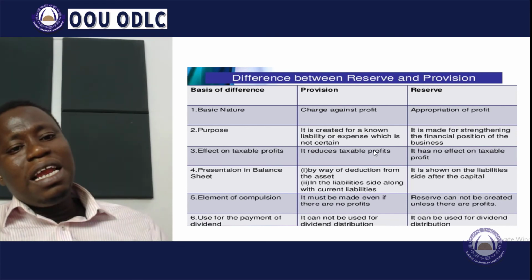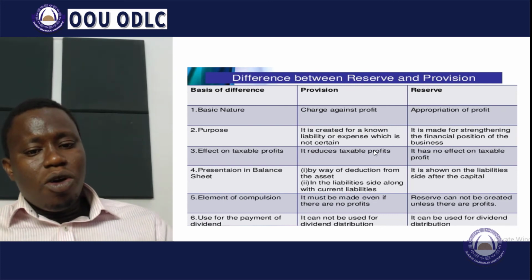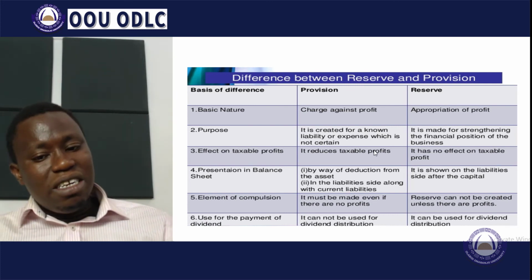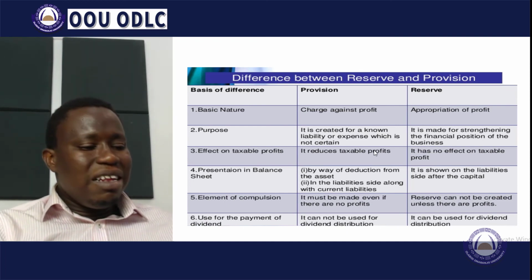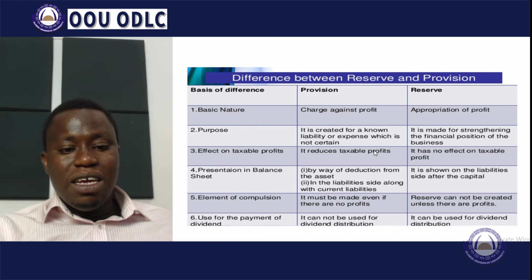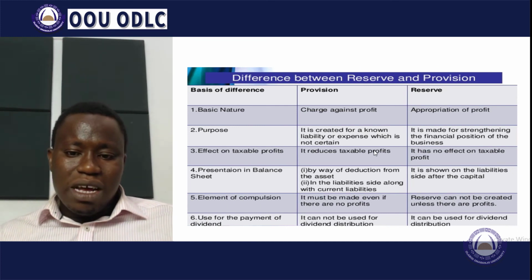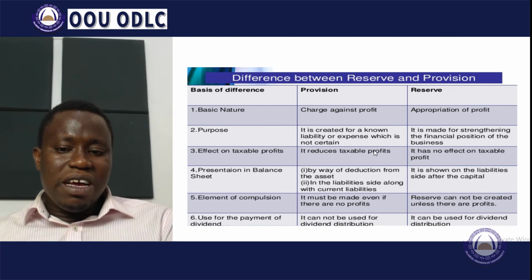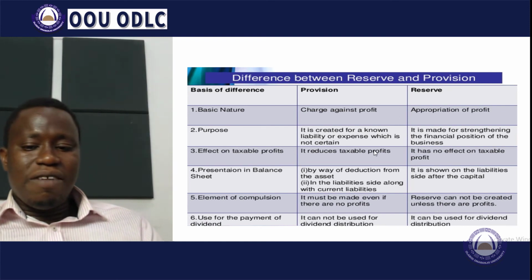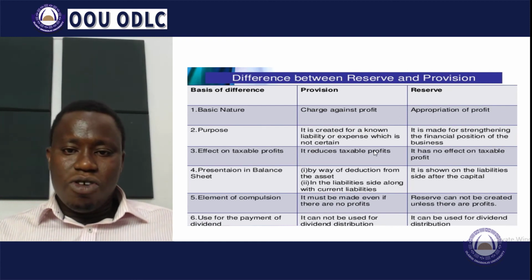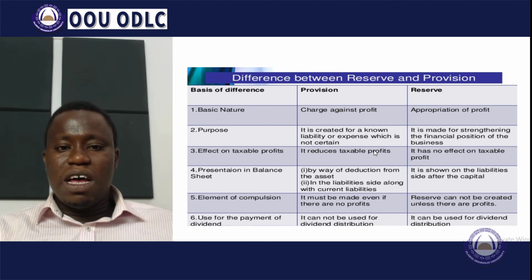Then the last difference is seen in the use for the payment of dividend. When we talk of provision, it cannot be used for dividend distribution. You cannot distribute your provision, even though you are setting it aside. You can't distribute that money you have set aside to pay dividend, but reserve can be used for dividend. You can still use your reserve, for instance, your revenue reserve. You can distribute your revenue reserve as dividend. So these are the various aspects where provision differs from reserves.